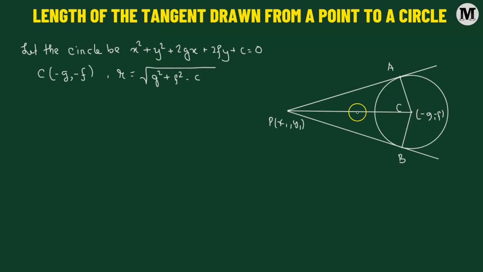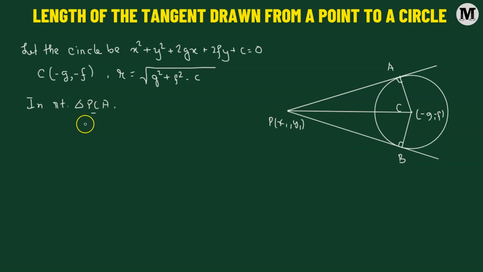Now, we get a right angle triangle ACP, which is right angled at angle A. And if we consider the lower triangle, we get a triangle PBC, which will be right angled at angle B. We can consider any of the two right angle triangles. So here, let's go with the upper triangle. In the right angle triangle PCA, which is right angled at A, we can use the Pythagoras theorem.